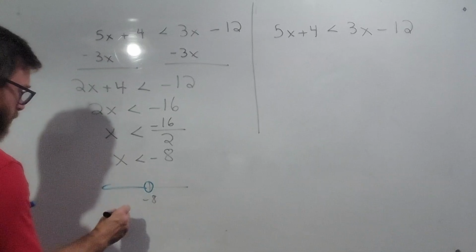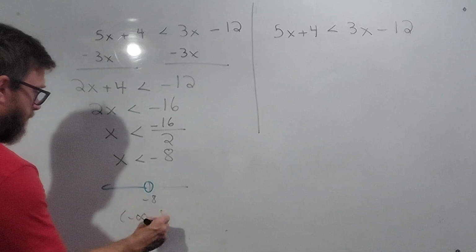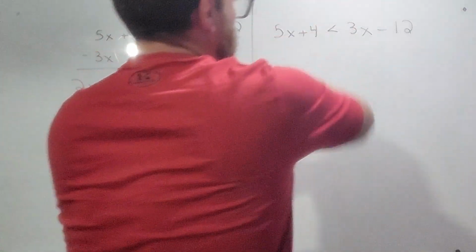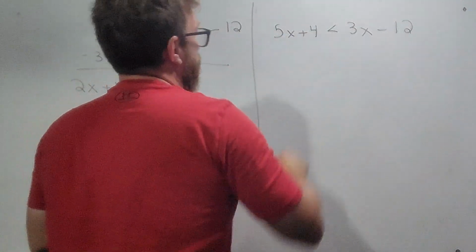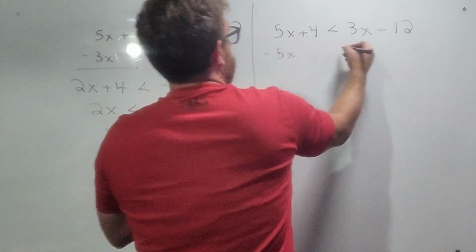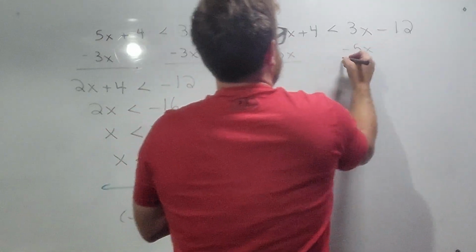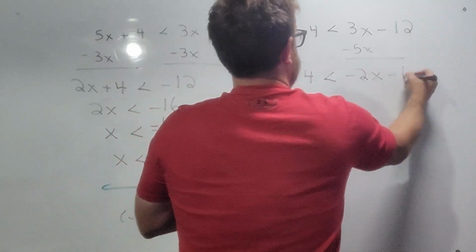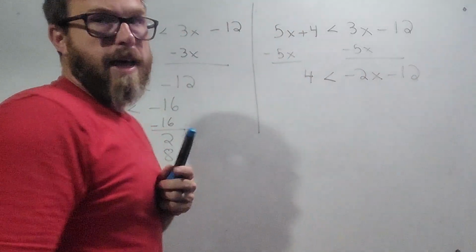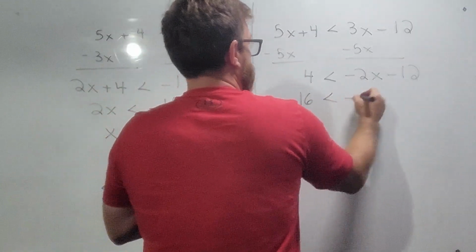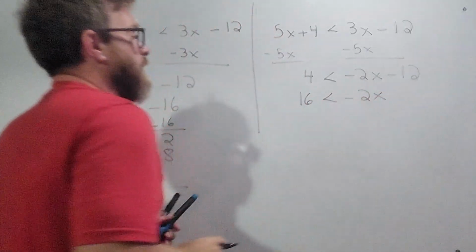Or we can say, minus infinity to negative 8, open. Now let's put all the variables on the right and all the numbers, or constants, on the left. So what I'm going to do is subtract 5x on both sides first. So subtract 5x, subtract 5x. Then 4 is less than negative 2x minus 12. And then I'm going to add 12 to both sides. So adding 12 is going to be 16 is less than negative 2x.